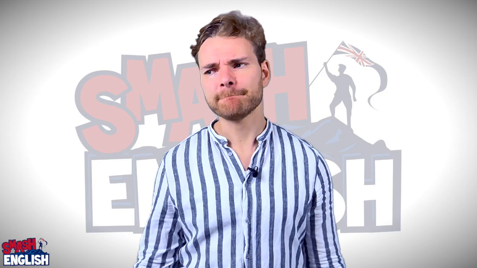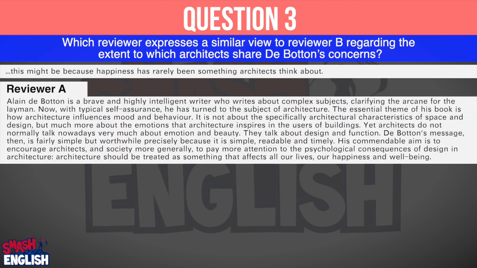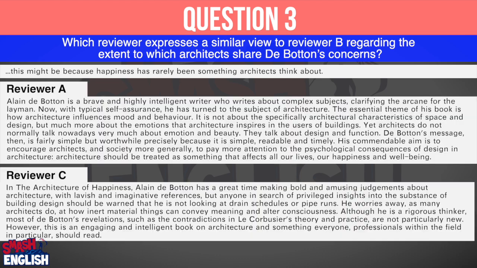Yeah, exactly. So here we have our key sentence from reviewer B. Here we have review A, and here we have review C. You need to 1. Identify key parts of A and C. 2. Compare these two key parts. And 3. Choose which one agrees with reviewer B. Give yourself 2 minutes to do these 3 things. Pause the video here.